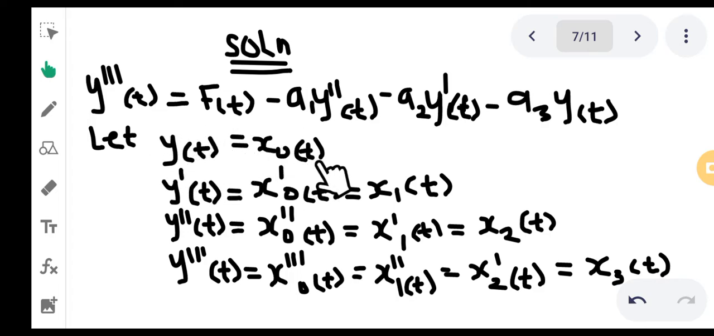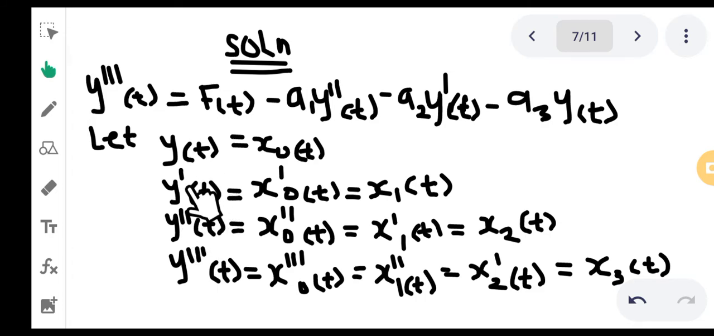First, my initial or starting point is my y of t, which is my dependent variable, equal to x naught of t. So that's the first thing you need to know. Then, because the highest order is third order, it means we need to differentiate it three times. You differentiate this to get y prime, then differentiate again to get y double prime, then again to get y triple prime.